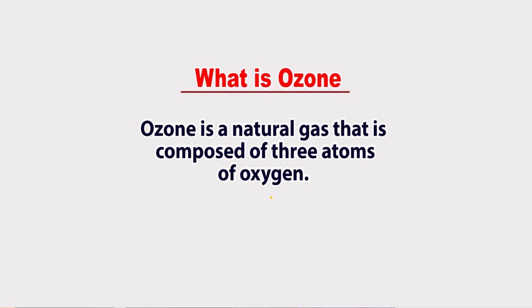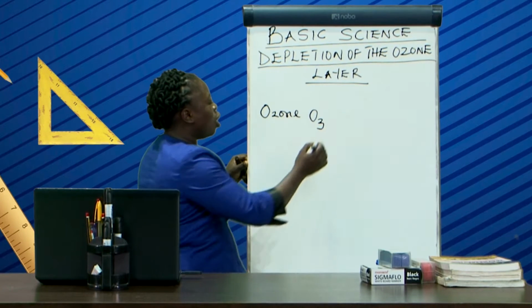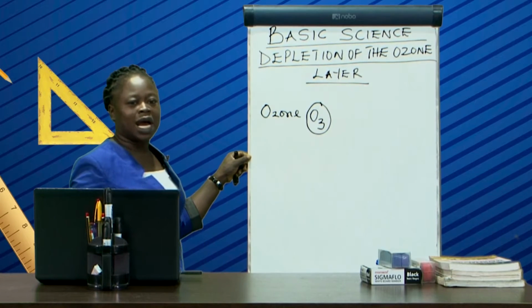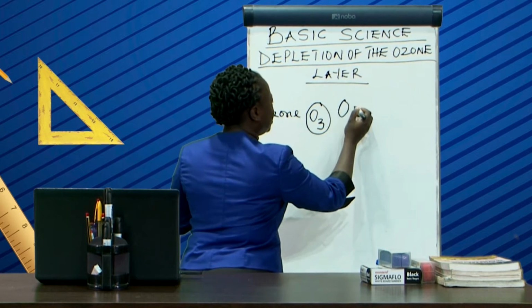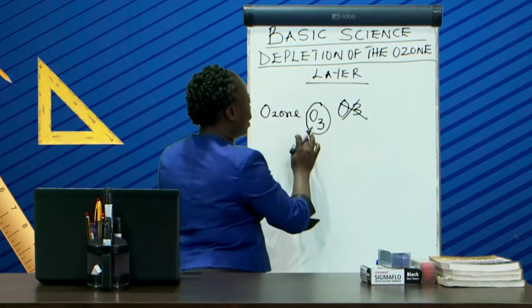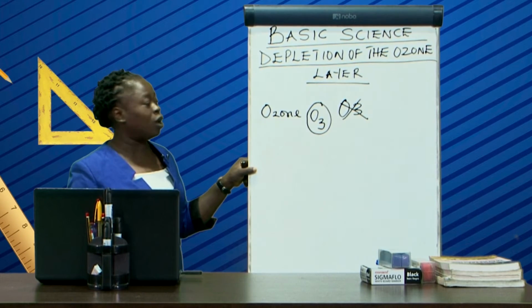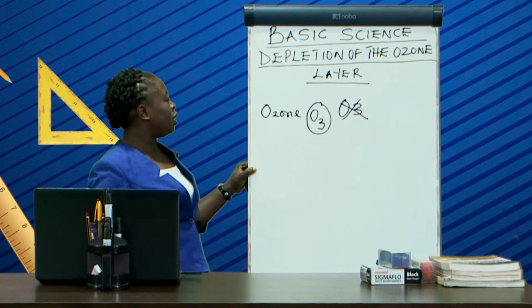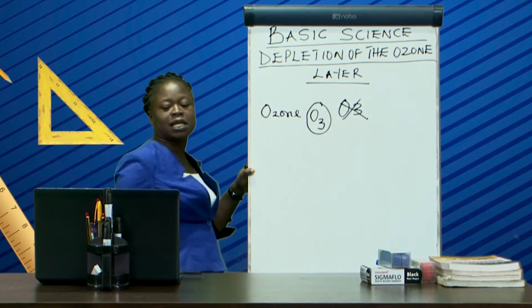Now, having known that, what do we mean by ozone? Ozone is a natural gas that is composed of 3 atoms of oxygen. Its chemical symbol is O3. As we have seen, not like this, but like this: 3 atoms of oxygen. That is the chemical symbol.